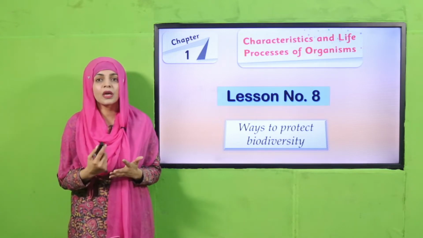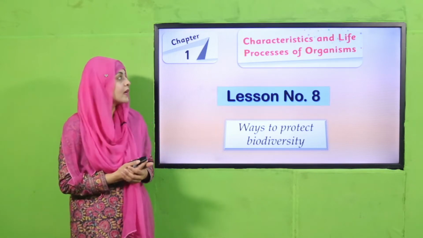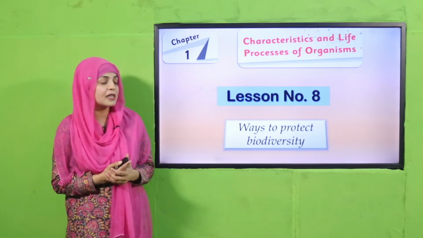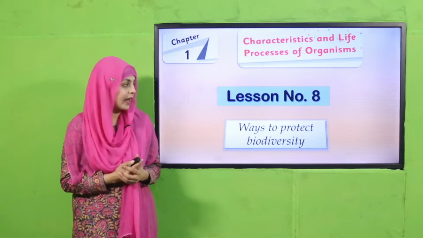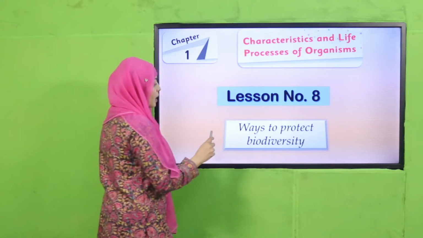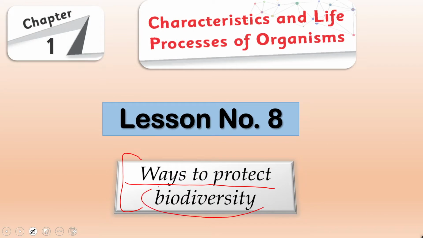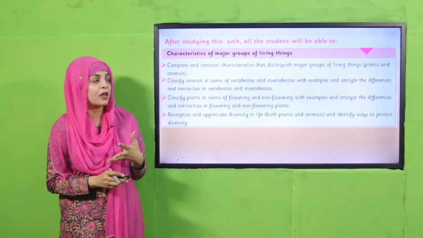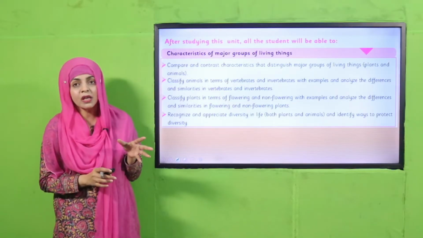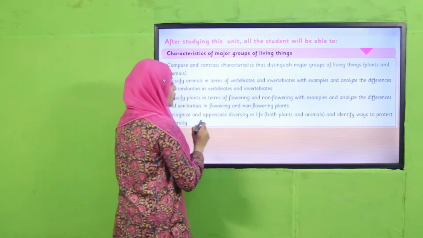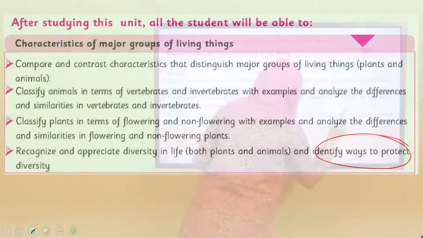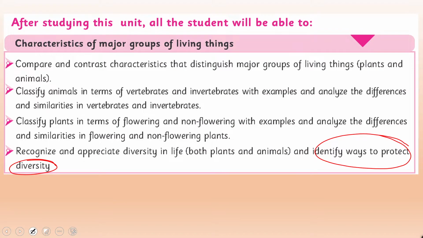My dear students, as you know that we are on chapter number 1, characteristics and life processes of organisms, and today I will deliver lecture number 8. So we will be able to find the ways to protect biodiversity. In the previous lecture, we discussed what is biodiversity, and today we will discuss different ways in which we can protect the biodiversity. Here the student learning outcomes are given. By the end of today's lecture, all the students will be able to identify the ways to protect biodiversity.